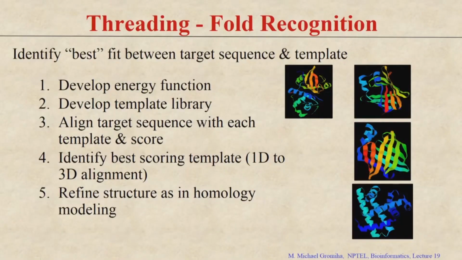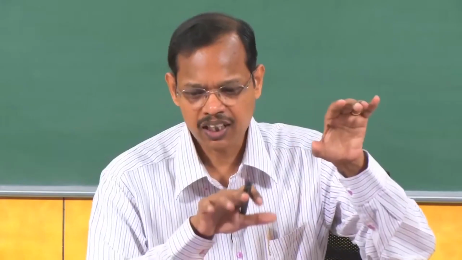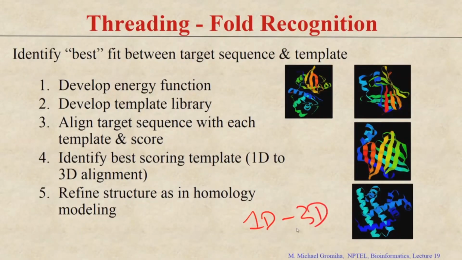So, there is another method that is called threading or fold recognition. In this case you can see the best fit between the sequence and template. For example, if you have a sequence, from the sequence we can derive some information, we have an energy function and see how this can fit with the structures. This is a kind of 1D to 3D alignment.